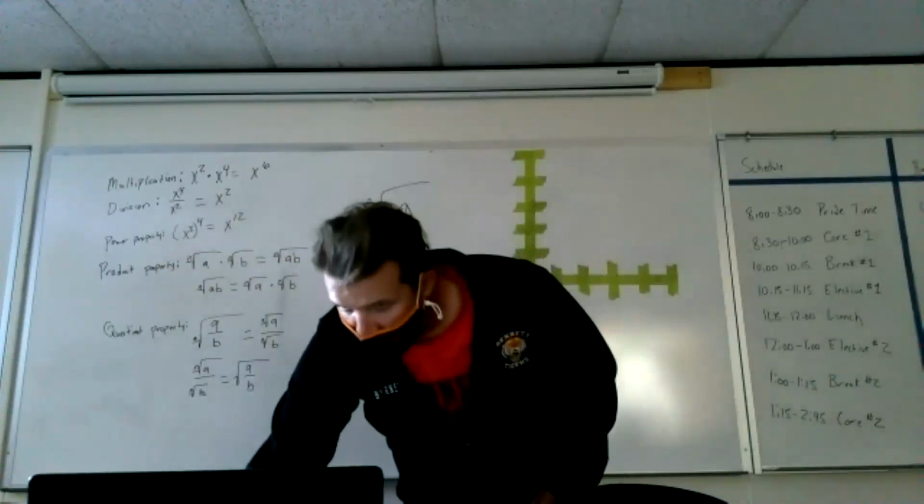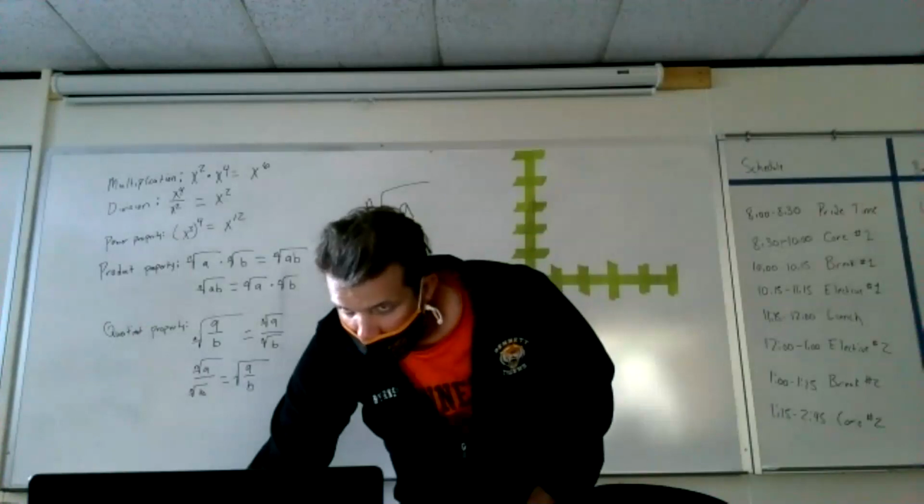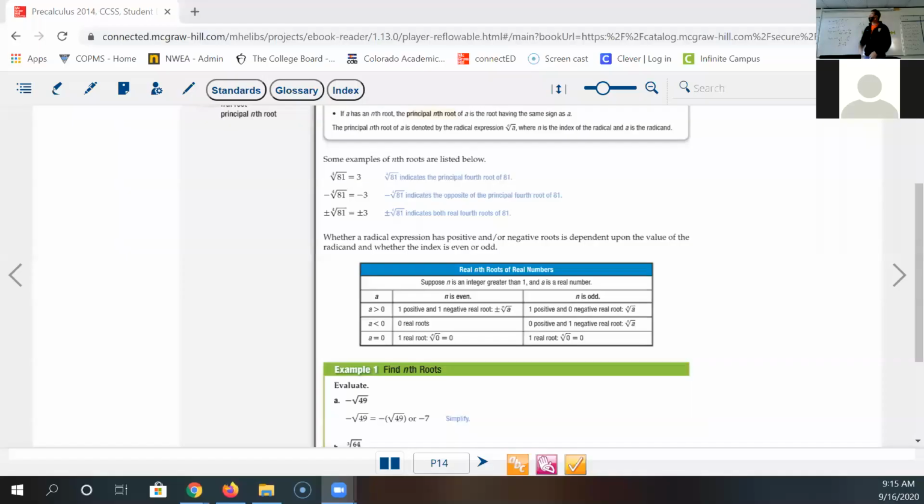Okay, so going back to it. It gives us certain situations. You can see we have an A column, an n is even column, an n is odd column. The first one says if A is greater than 0, that means A is positive. So when A is positive, if our index value is even, we're going to have one positive and one negative root. That's because we're taking numbers multiplied against themselves an even amount of times.